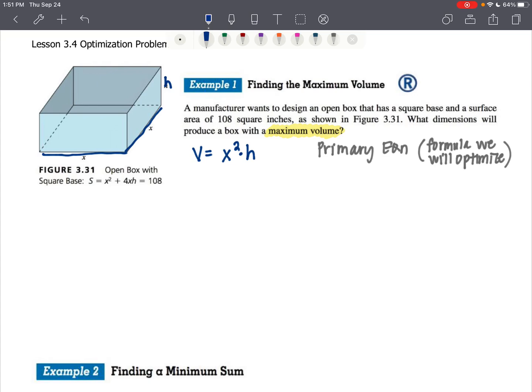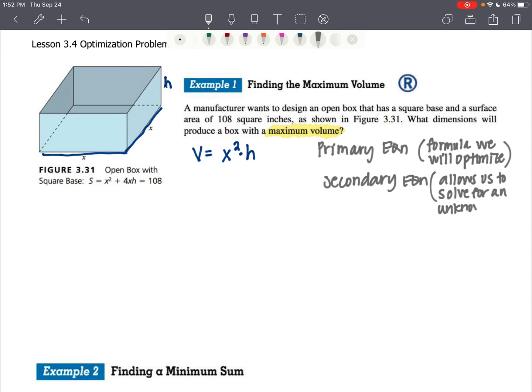Now they give us some more information in the problem that's going to assist us. The additional information is going to be our secondary equation. Our secondary equation is the one that allows us to solve for an unknown that we need for the primary equation.